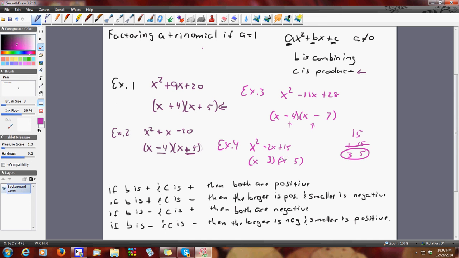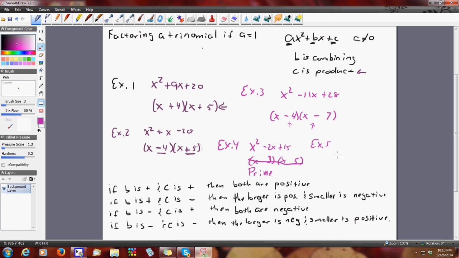Oh, wait a second. This actually isn't going to work, which is fine, because C is positive, and B is negative, and both are negative. But if both are negative, it's not going to work. So this is actually called prime. Look at that. None of these work because, well, it's just not going to work.